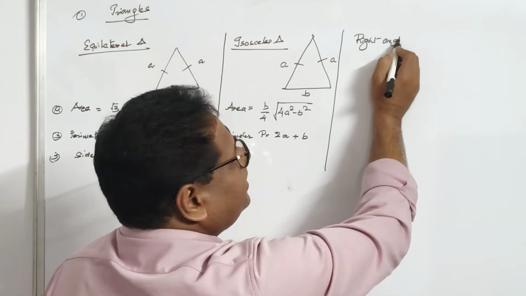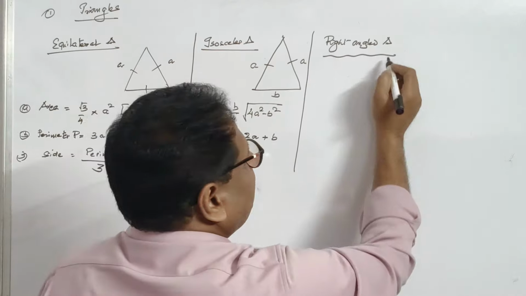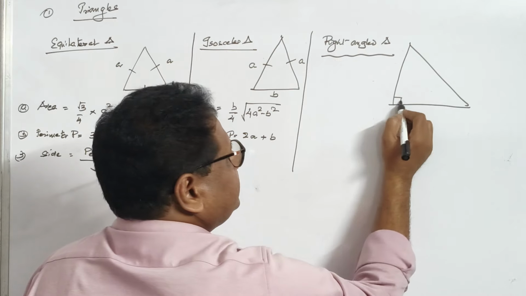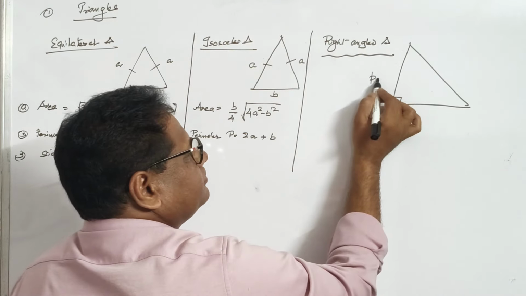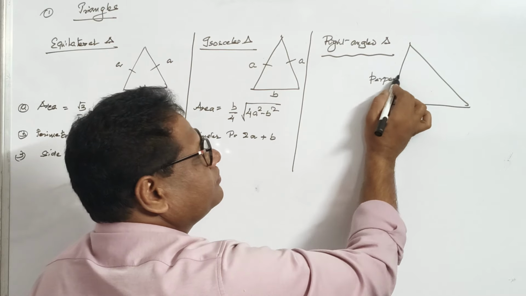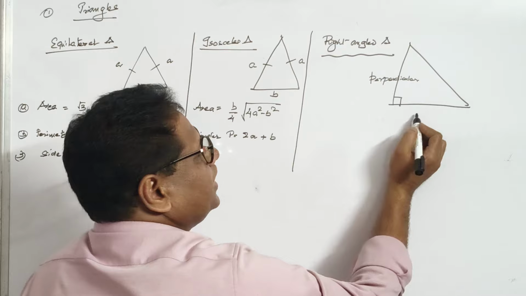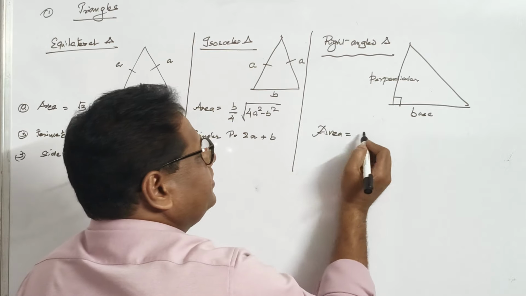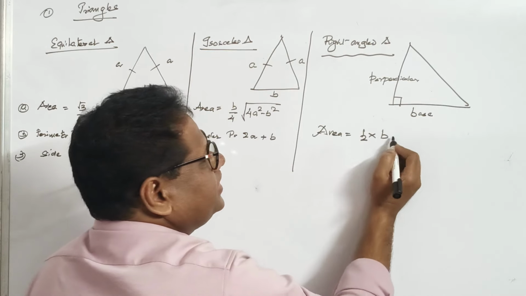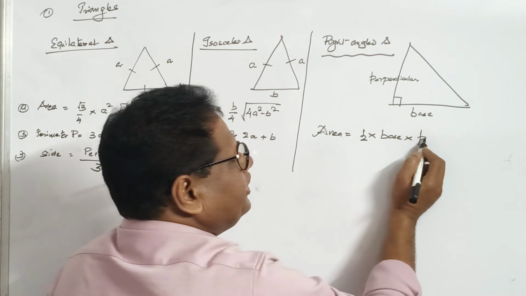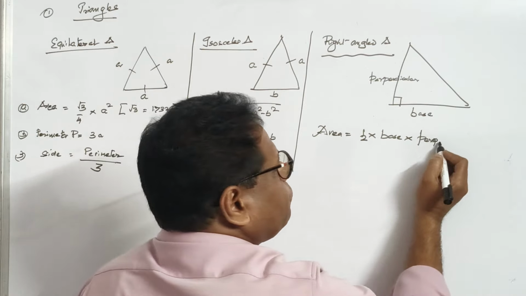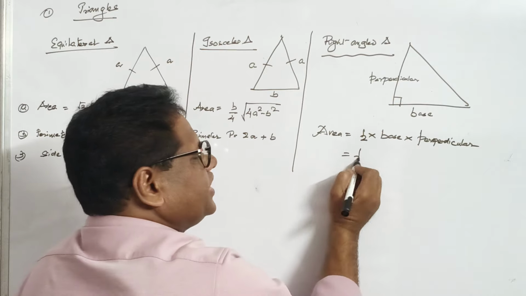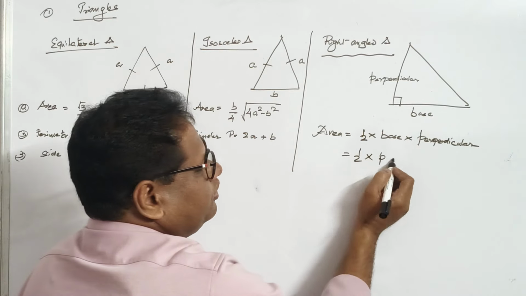A right angle triangle is one in which one angle is 90 degrees. This is one angle, that is 90 degrees, this is the perpendicular, and this is the base. Okay, so for this right angle triangle we have the area half into base into perpendicular. You can also abbreviate it as half into P into B.